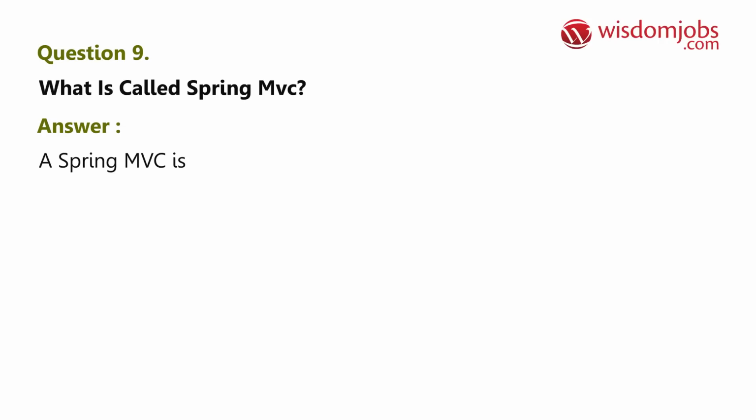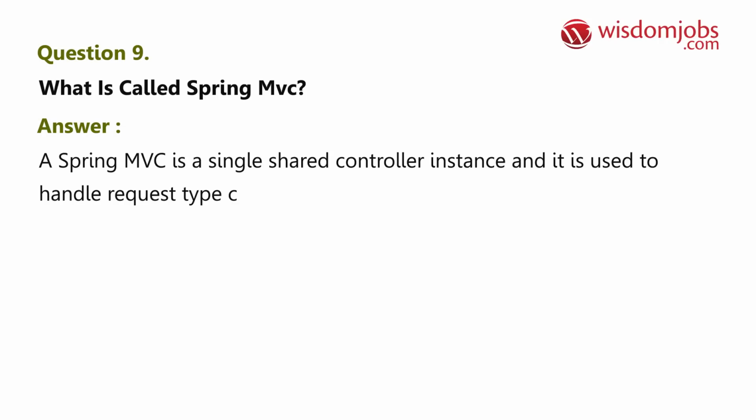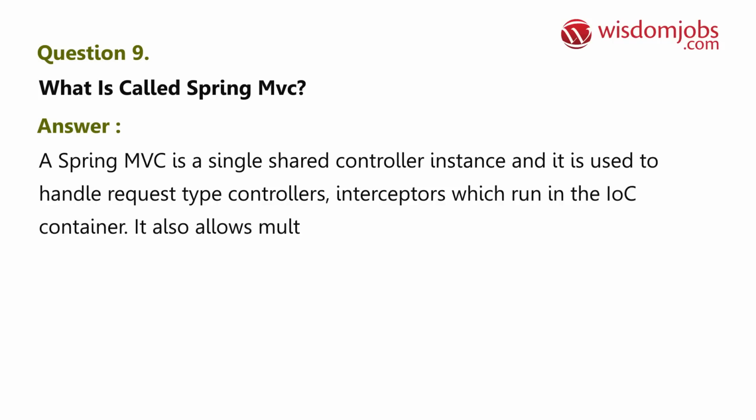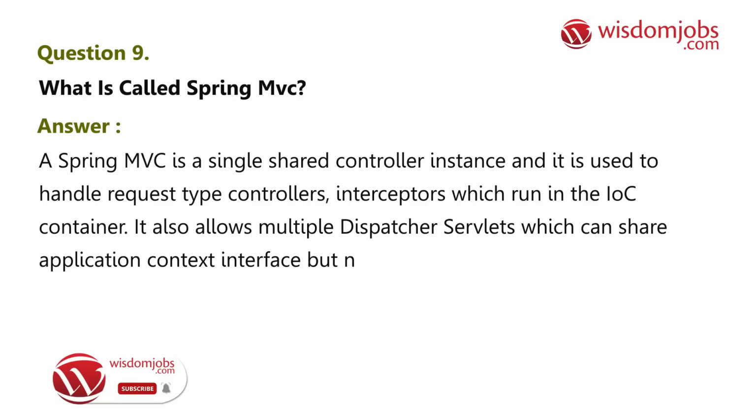Question 9. What is called Spring MVC? Answer. A Spring MVC is a single shared controller instance, and it is used to handle request type controllers and interceptors which run in the IOC container. It also allows multiple dispatcher servlets which can share the application context interface but not the class-based interface.